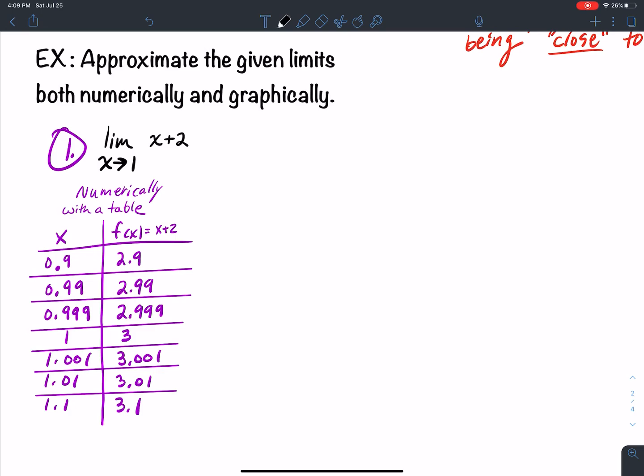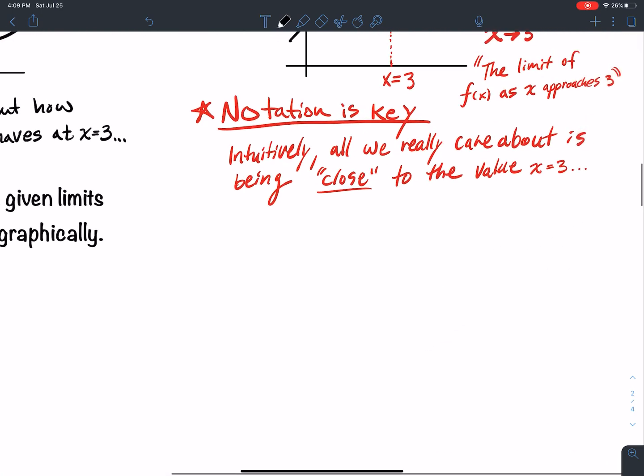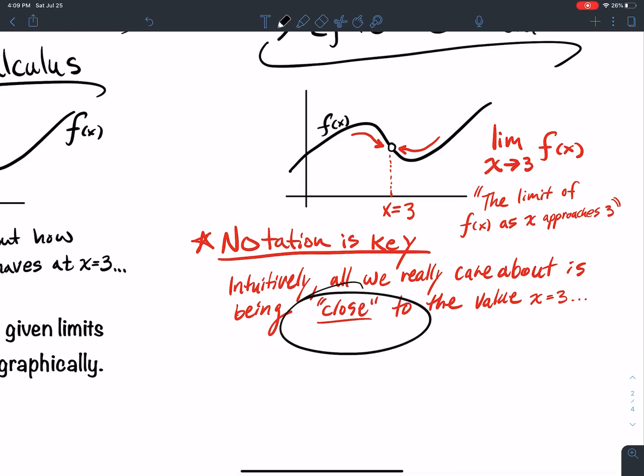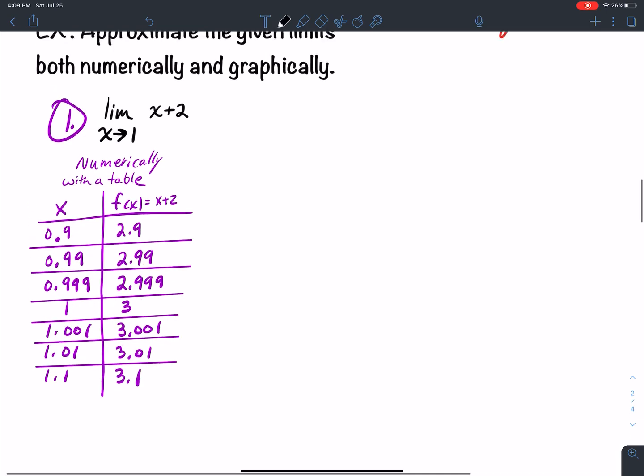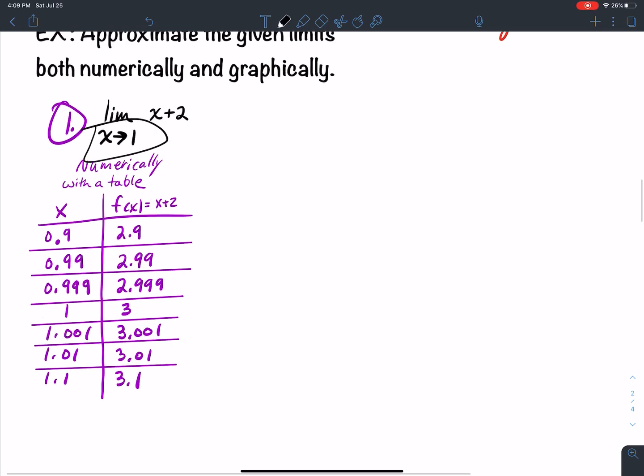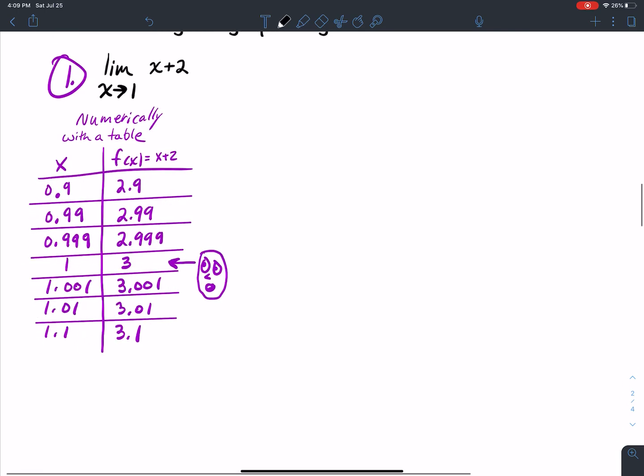But that's not the idea of the limit. Remember, we said we cared about values that were close to it, not necessarily what it was at exactly x equal to 1, but what was close to it. That's why we had to calculate these, to make sure that we were actually approaching 3 on both sides with our table. So that's what we're looking for, that 3 there.